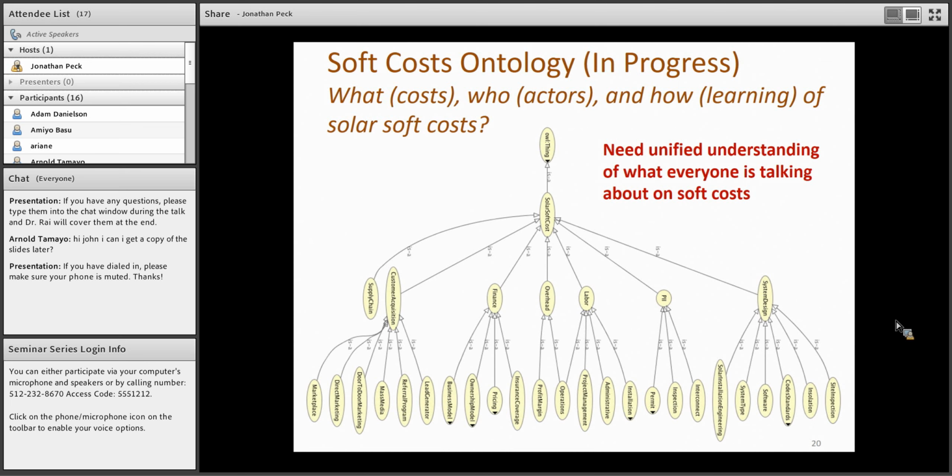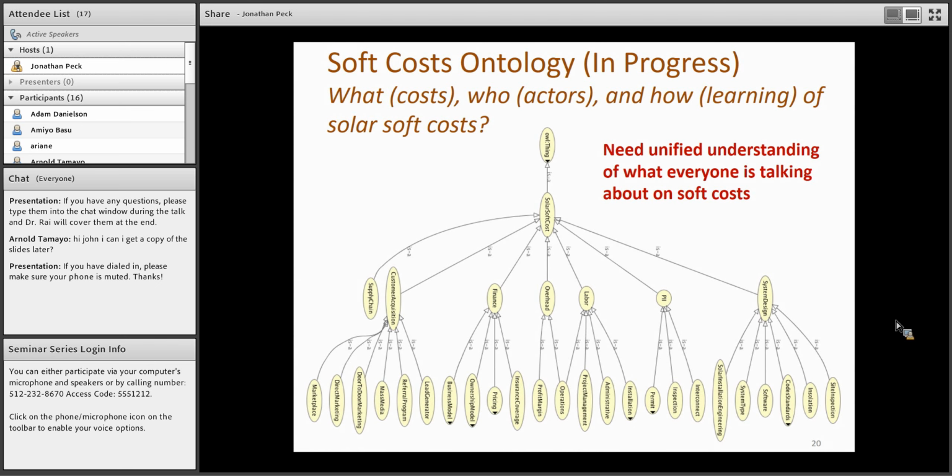And so as the title says, we are interested here in learning the what, who, and how. So what really costs? What are the soft cost elements? Who are the actors? So who is causing that cost, or who is relevant to reducing that cost? And how is the learning to reduce that cost happening? So you're seeing in the second level, it says solar soft cost, but there are two other elements in the same layer. One is the actor layer, and the other is the learning layer.